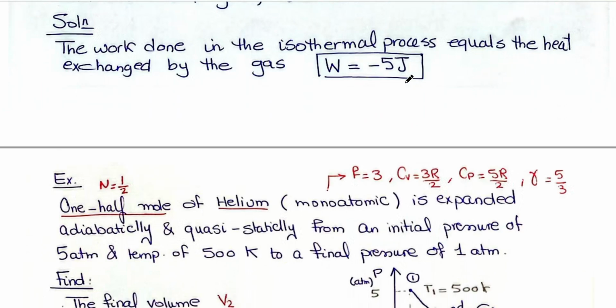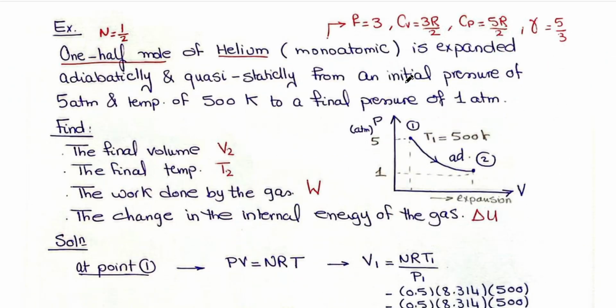Another example, 1/2 mole of helium. Take care, 1/2, it's not 1 1/2. It's 1/2, meaning n equals half, of helium. Helium is a monoatomic gas. It expanded adiabatically from an initial pressure and temperature to a final pressure.